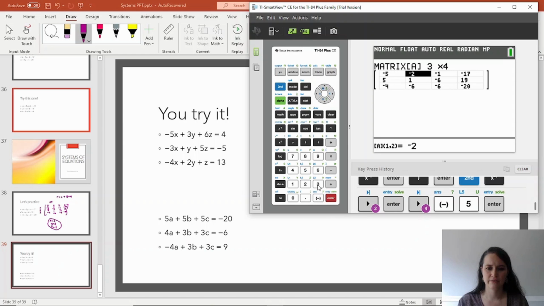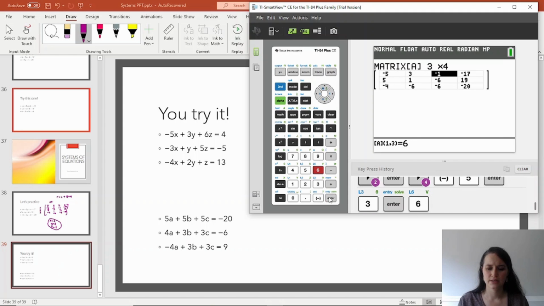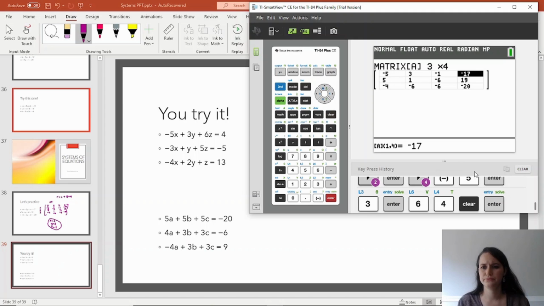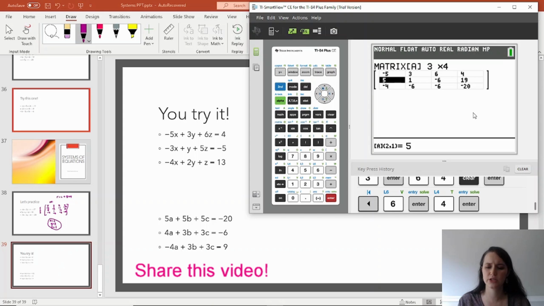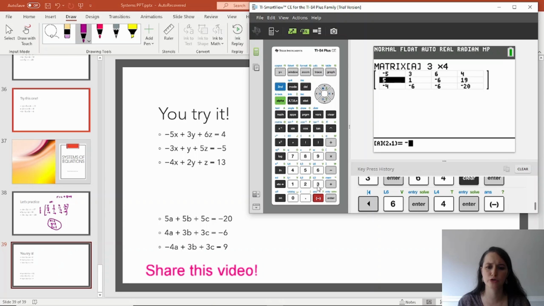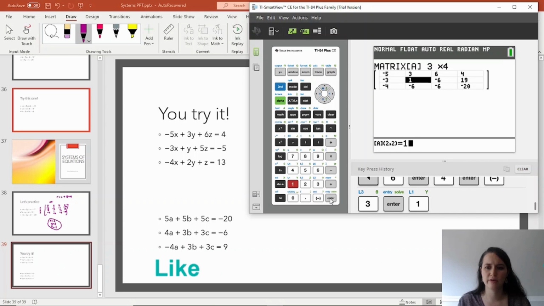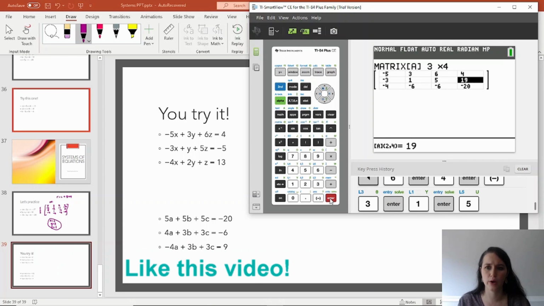Let's see. Negative 5, 3, 6, 4, nope, 6, enter. Oh, sometimes it'll get mad at you. Negative 5, 3, 6, enter, 4, enter. A lot easier on a physical calculator, for sure. All right, remember, a variable by itself is just 1, because you're just writing in the coefficients.